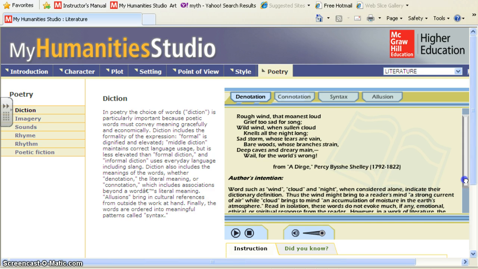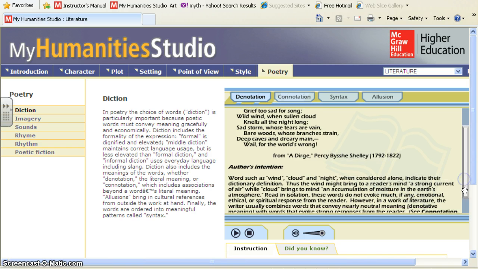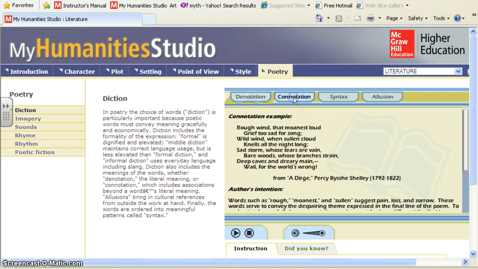Read by itself, it doesn't have much emotional response, but it's the combination, when it's a wild wind and a sullen cloud, that gives it some other qualities and more meaning. Let's take a look at connotation.